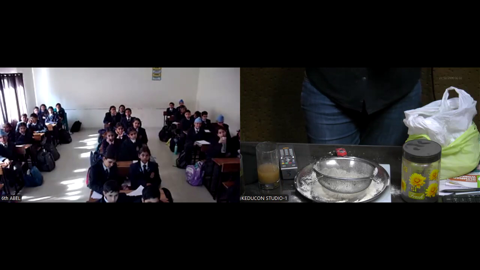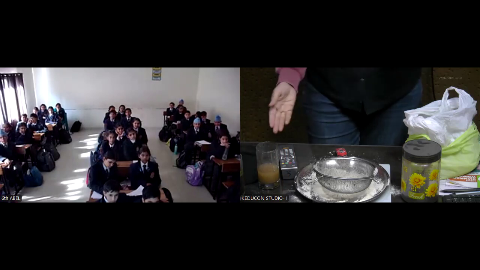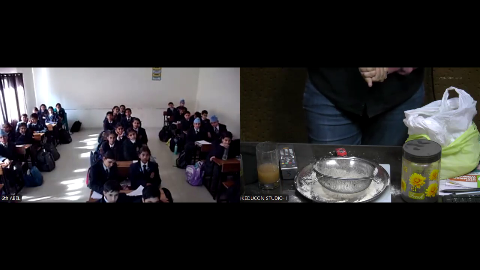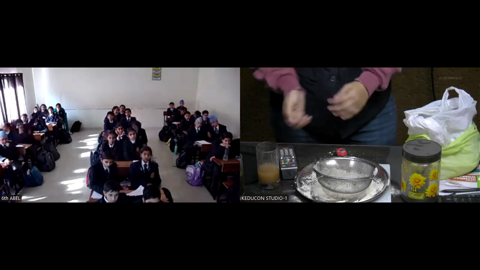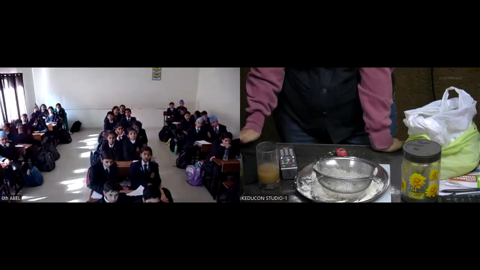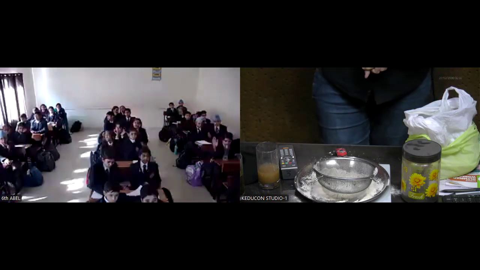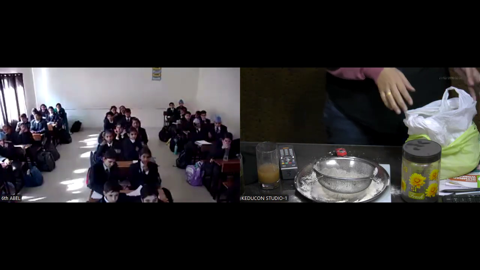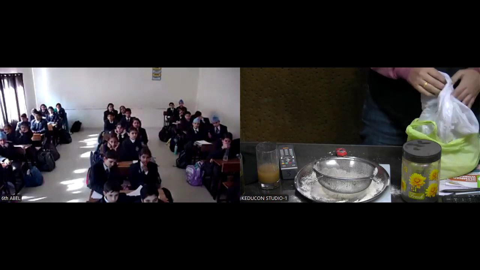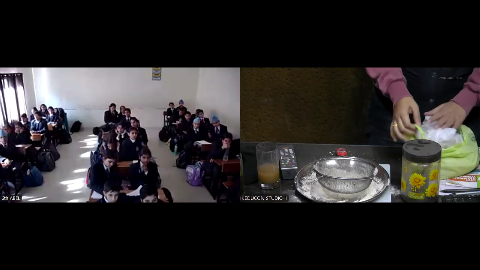Okay, so what do we call this? What do we call this process in which the sand is separating from the water? Who will tell me? Sedimentation. So who can tell me what is sedimentation? Who will tell me about sedimentation?